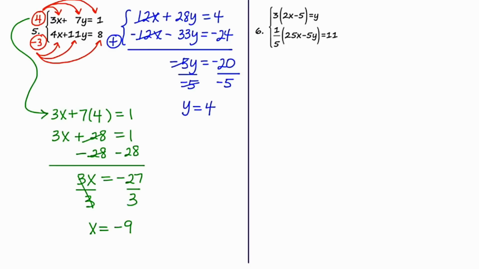Now I'm going to write my final solution as an ordered pair in alphabetical order. So that's going to be -9, 4. Don't forget to put your ordered pair in parentheses. Great, let's move to the final example.